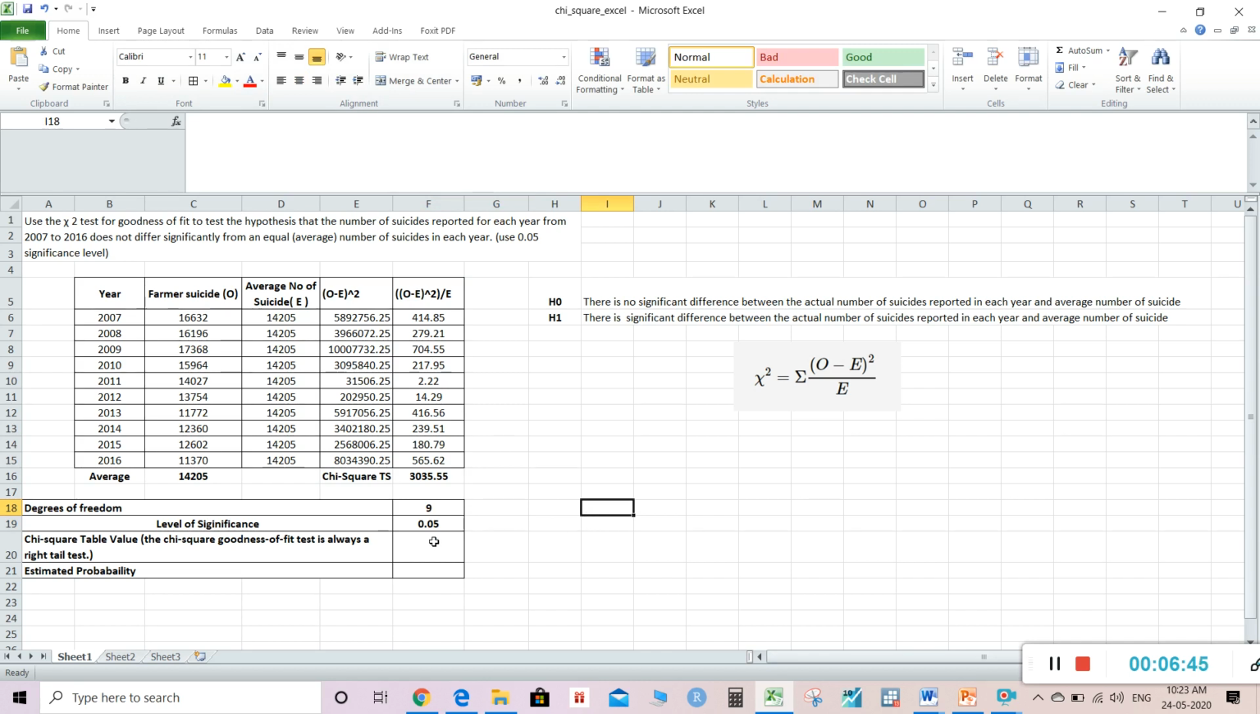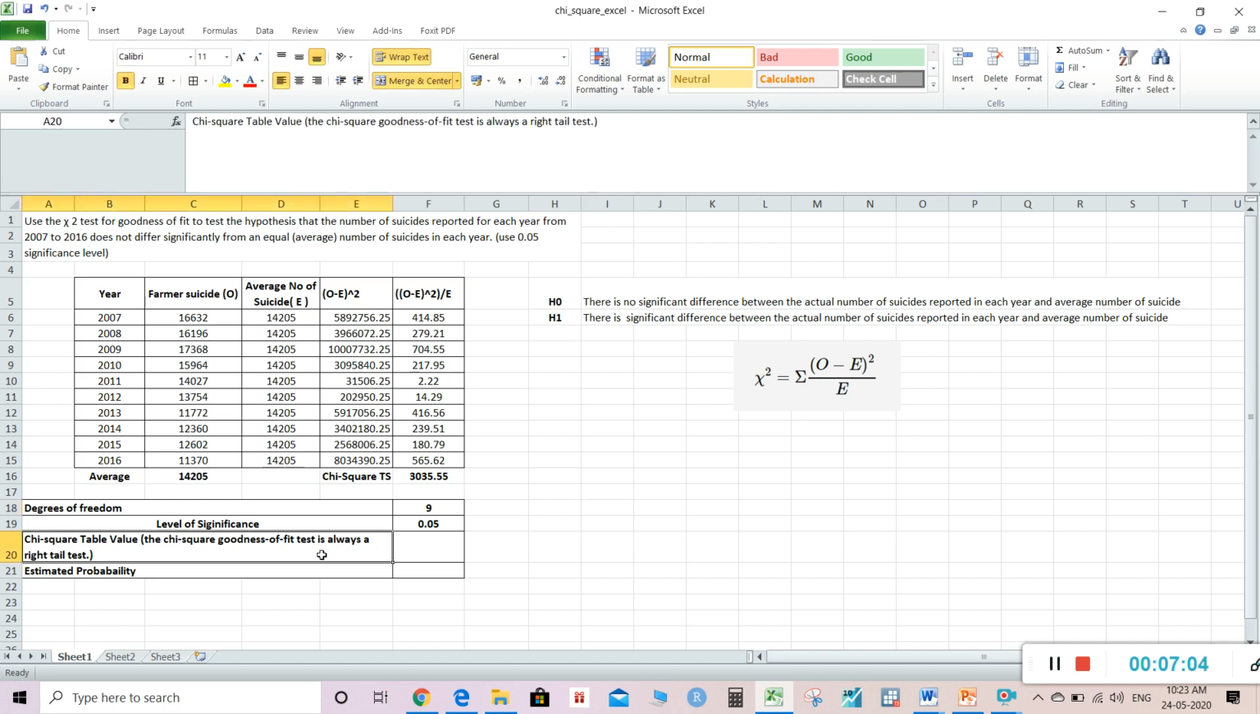So now we need to find out the critical value. You can get the critical value directly from Excel. There is a formula for that. But before that, let me tell you one thing. This is specific to the chi-square goodness of fit test.